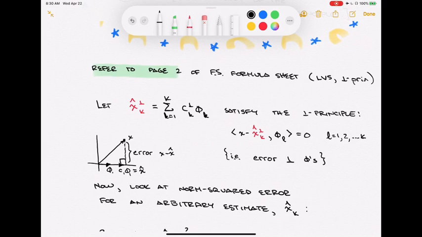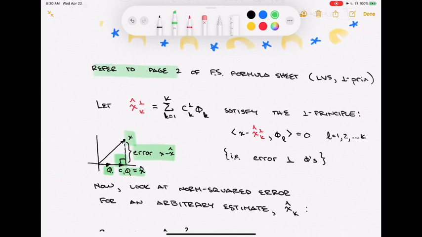So that was a lecture in very quick summary that we had done before. We have an object of interest, x. We want to estimate it using a linear combination of basis functions, and we do so in an optimal way by ensuring that the error is orthogonal, so at right angles, to the building blocks. That's a snapshot of the orthogonality principle.